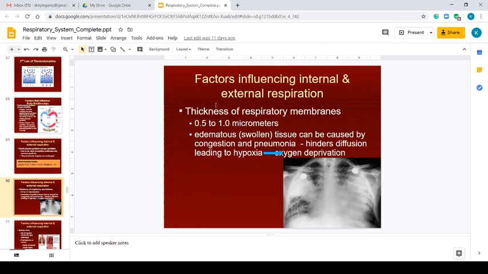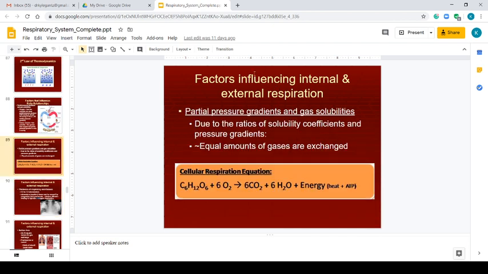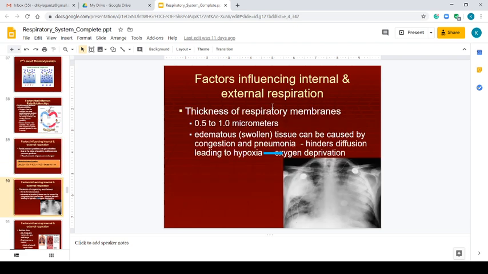Okay. The thickness of the respiratory membranes. Another thing that influences this internal and external respiration, not only the pressure gradients and the gas solubilities, but also now the thickness of the membrane. All right? If we get a thickening of it, that's going to be harder to get air to pass through, right? So swollen tissue can be caused by congestion and pneumonia, right? Therefore, that messes with the diffusion, that messes with the ability for oxygen to cross the membrane. All right, so that only makes sense.